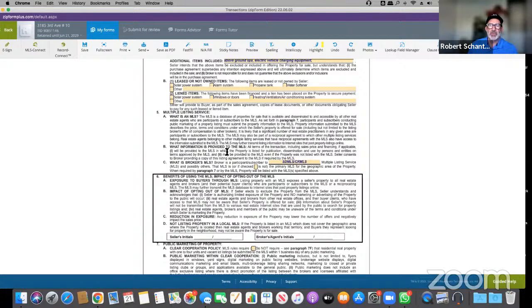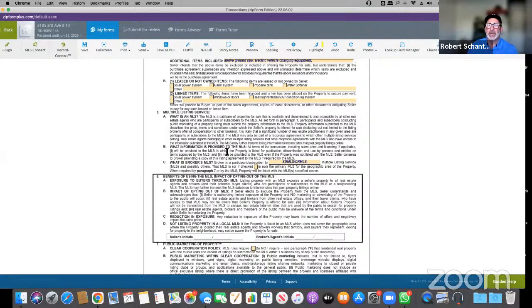Item 5 talks about what the MLS is. Basically what this section covers is, hey, we're a member of the MLS. We're going to put your listing into the MLS and market and advertise it, and you're allowing us to do that. That's basically what section A is.